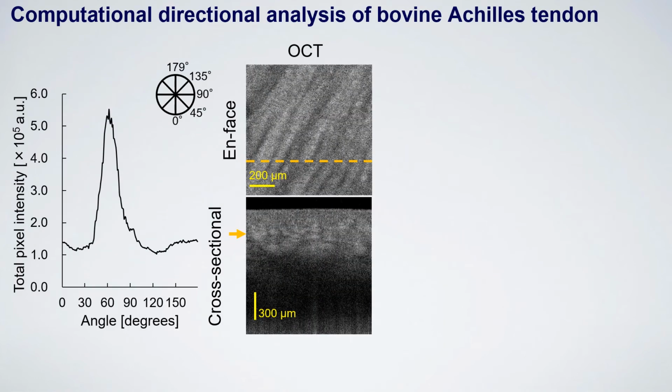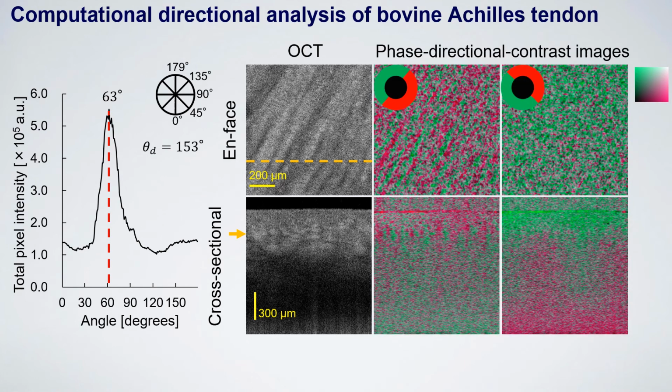Then let me show the result and do the discussion. The left graph shows the result of OCT intensity analysis of bovine tendon, and the center two images show the en face and cross-section OCT images. The graph has one distinct peak, and the calculated center of gravity was 63 degrees. So the dominant fiber orientation was 153 degrees, and this direction corresponds to the visible fiber orientation in the en face OCT images. The right four images show the phase directional contrast images.